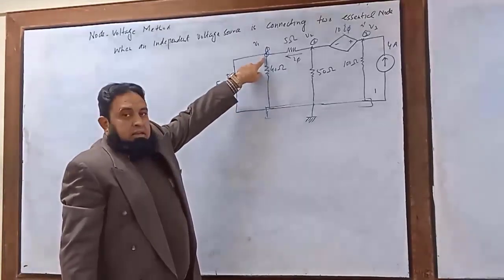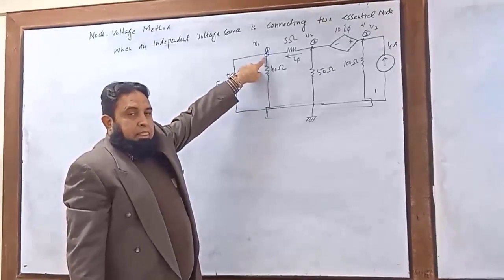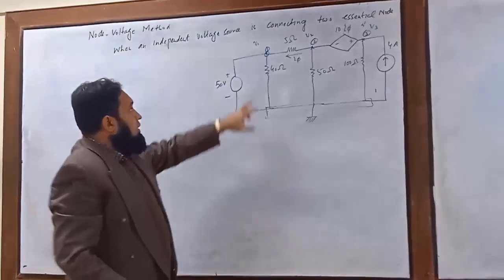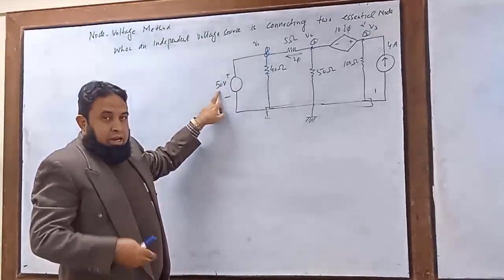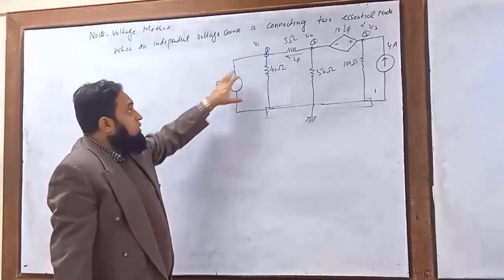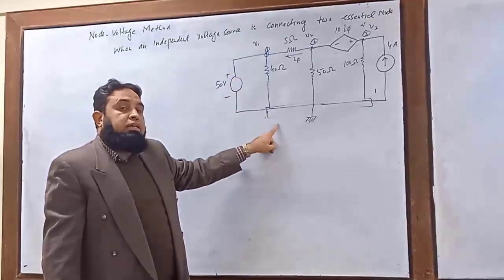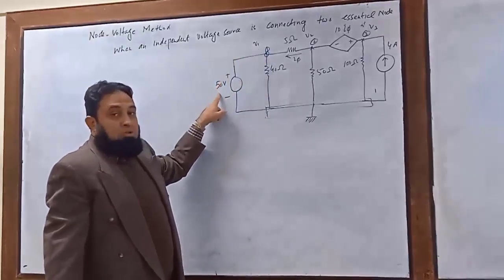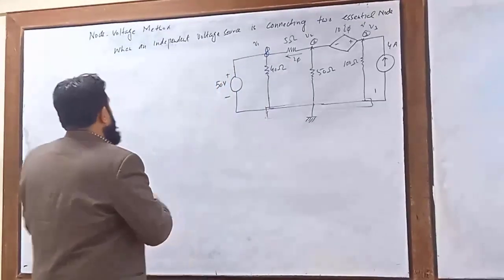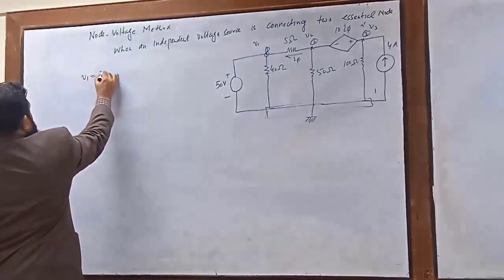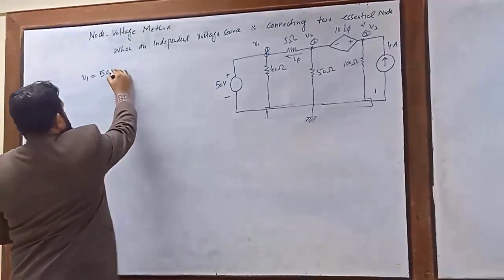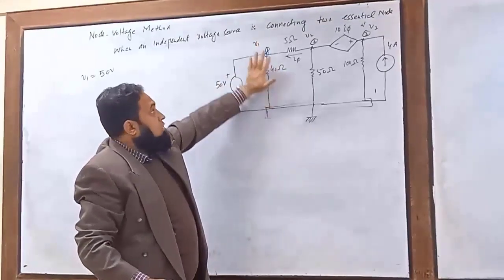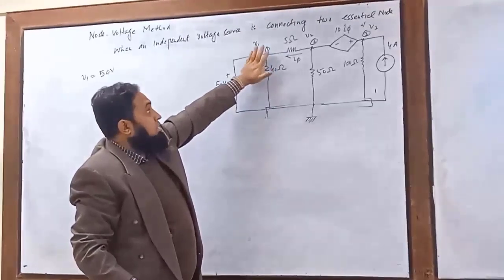Now consider node number 1. We just discussed this in the previous example. Just remember that when an independent voltage source is between two essential nodes and one node is serving as the reference node, we just take this V1 as equal to 50 volt. So we can write V1 is equal to 50 volt. So this node is done, and we will not write the analysis at this node.